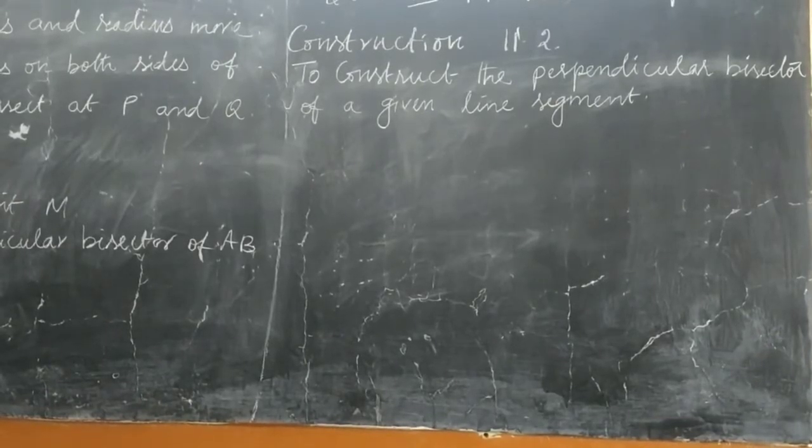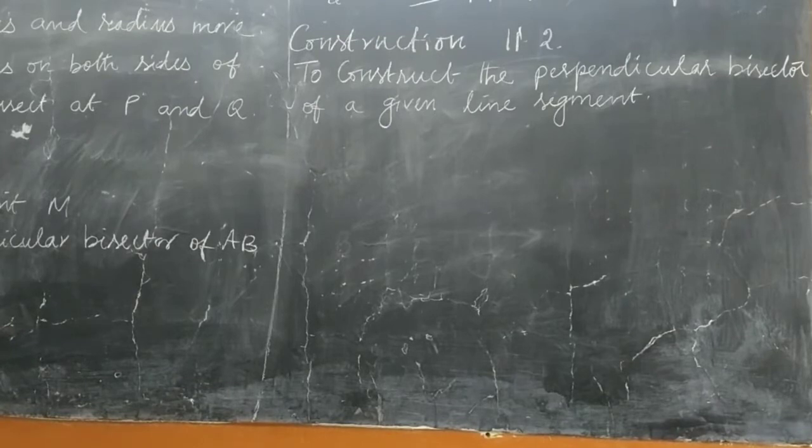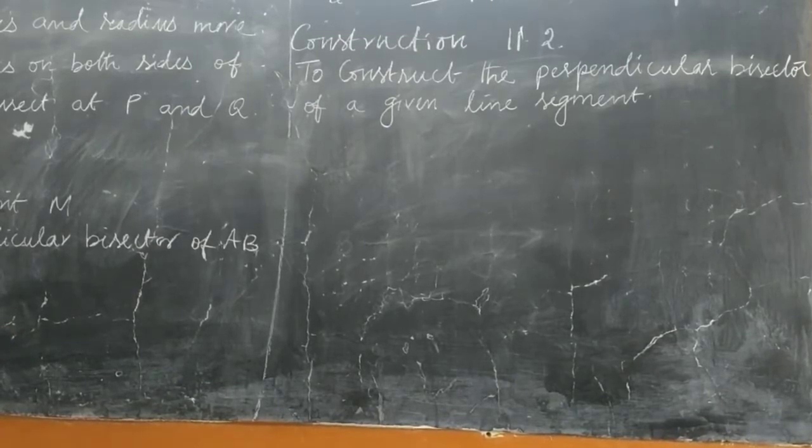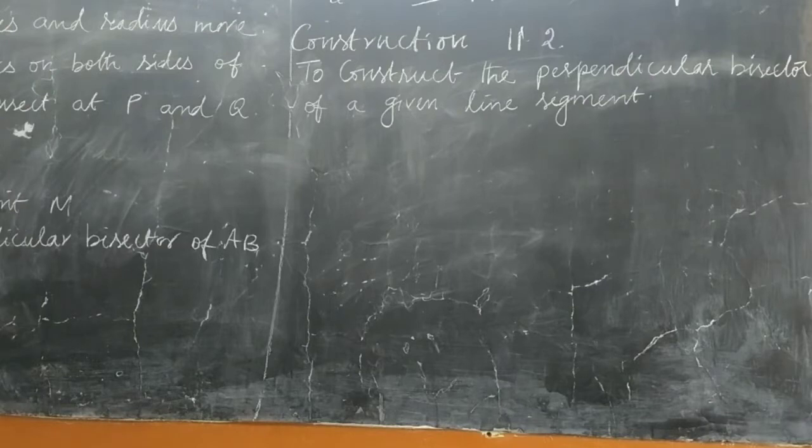Construction 11.2. The question is, construct the perpendicular bisector of a given line segment. So let us understand the meaning of the question. A line segment is given, we are supposed to construct its perpendicular bisector. What is the meaning of perpendicular bisector? Any line passes through the given line segment through its midpoint, making 90 degree. Perpendicular is 90 degree, bisector is passing through the midpoint.